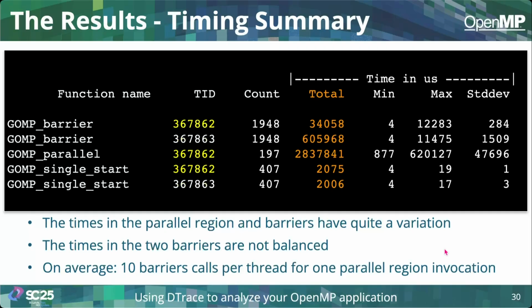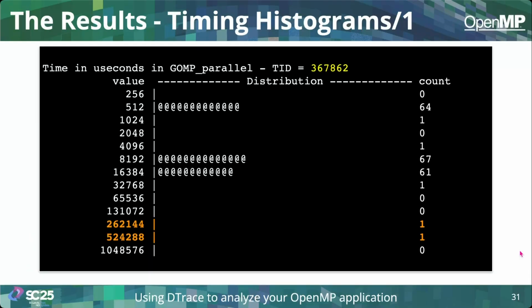But let's look at the parallel region, and in particular then the barriers in those parallel regions. The histograms. That was that quantize function I was talking about earlier. So for each thread I get this, and what you see is a distribution. The value, that's the time in microseconds, and it's a bucket notation. So it's from 256 to 511, then 512 to 1023, and so forth.